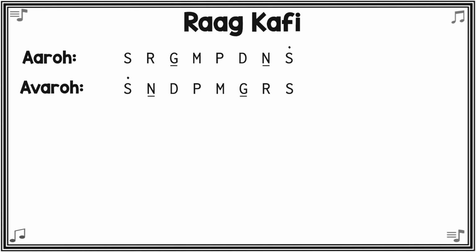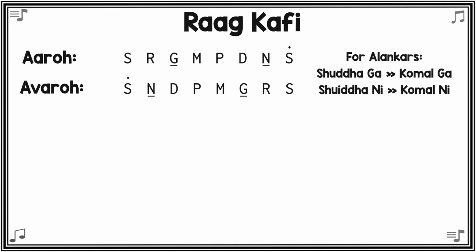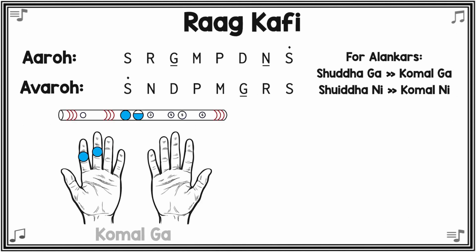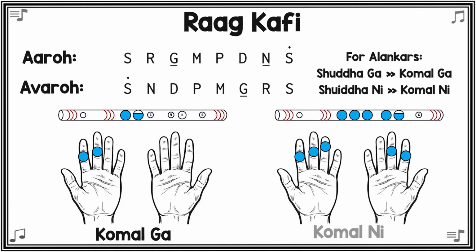All the Alankars that are there, you have to just replace the Ga and Ni with the Komal Ga and Komal Ni. We have covered in the previous episodes about the Komal and the Tivra Swara. This Raag, as I said, has Komal Ga and Komal Ni. This you can see here is the position of the Komal Ga. And this is the position of the Komal Ni. You can come back to this timestamp whenever you need to have a look at the finger positions of the Komal Ga and the Komal Ni.